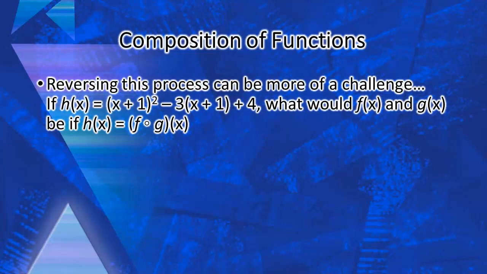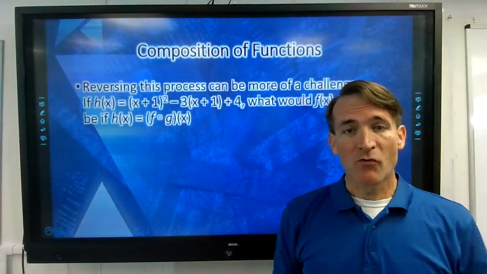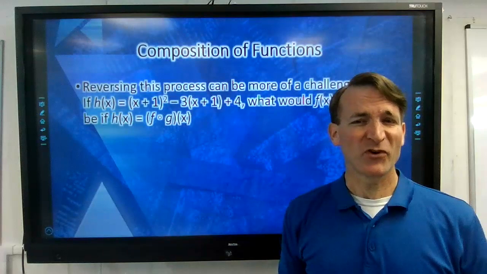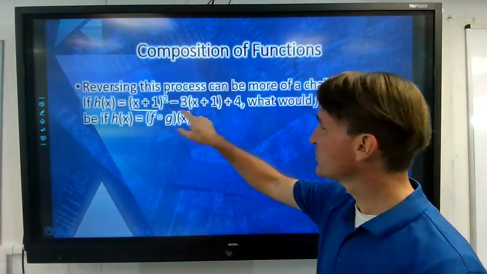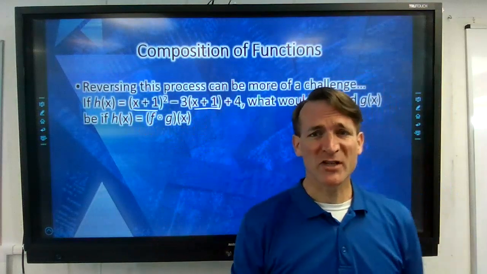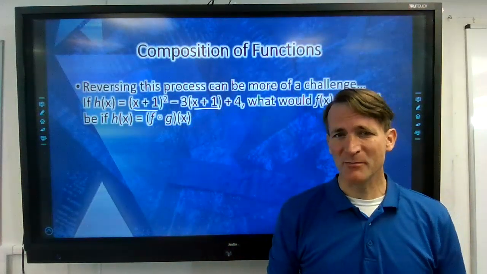As an example, if h of x is equal to (x plus 1) quantity squared minus 3 times (x plus 1) plus 4, what would f and g of x be if we had h of x composed of f and g? There may be several forms that we can use. The first thing I'm going to look at is these parentheses. I have an x plus 1 and an x plus 1. Those sets of parentheses are exactly the same.